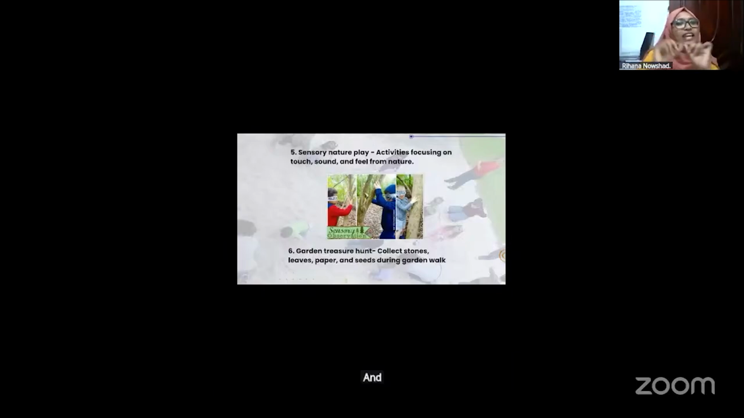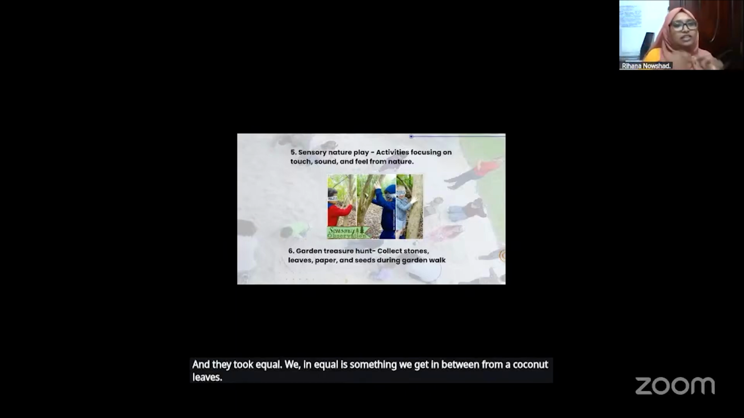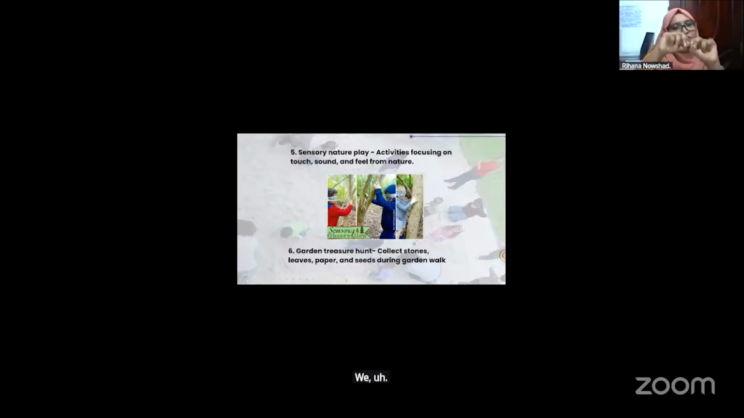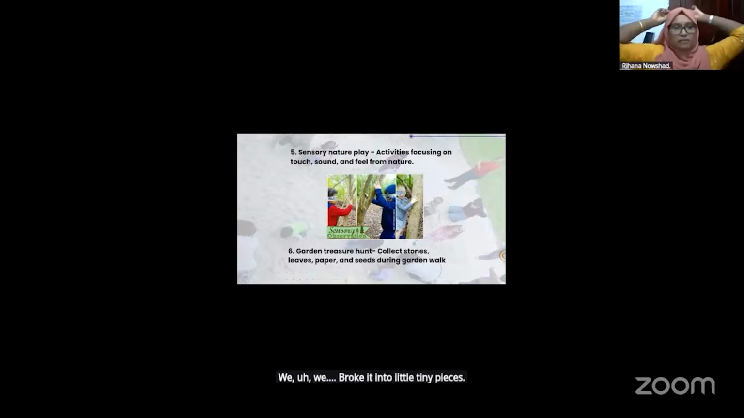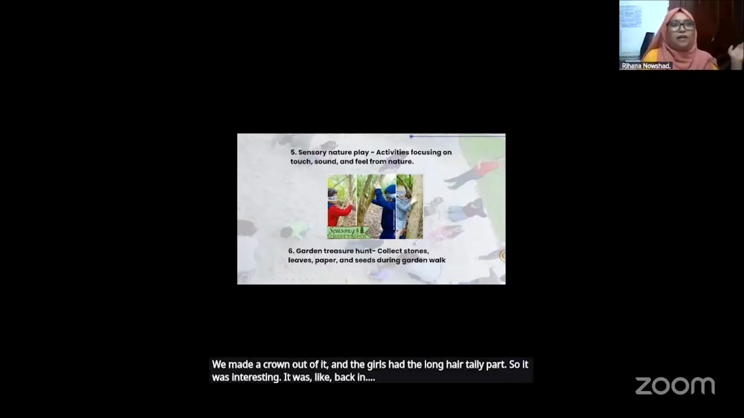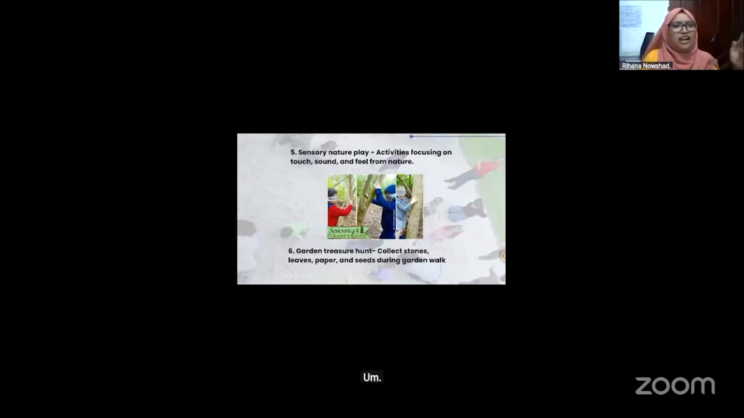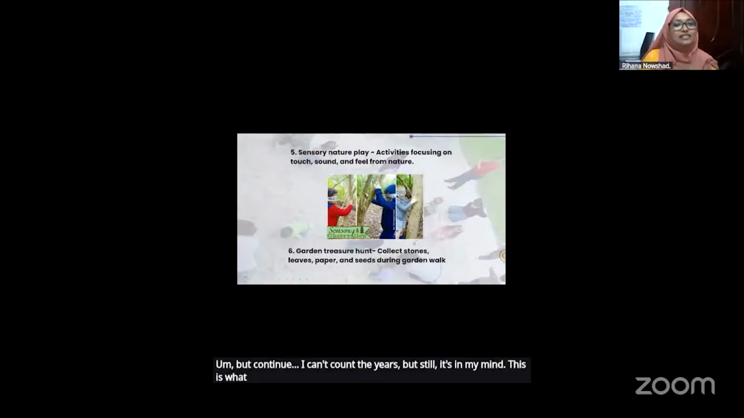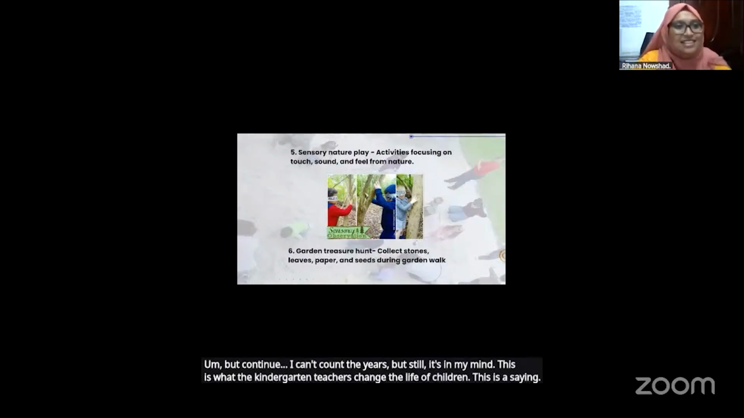And we took the ecal, which is something we get from in between the coconut leaves. We broke it into little tiny pieces and made a crown out of it. And the girls had the long hair tail part. It was interesting. It was back in, I can't count the years, but still it's in my mind. This is how kindergarten teachers change the life of children. This is a saying. And next slide, please.